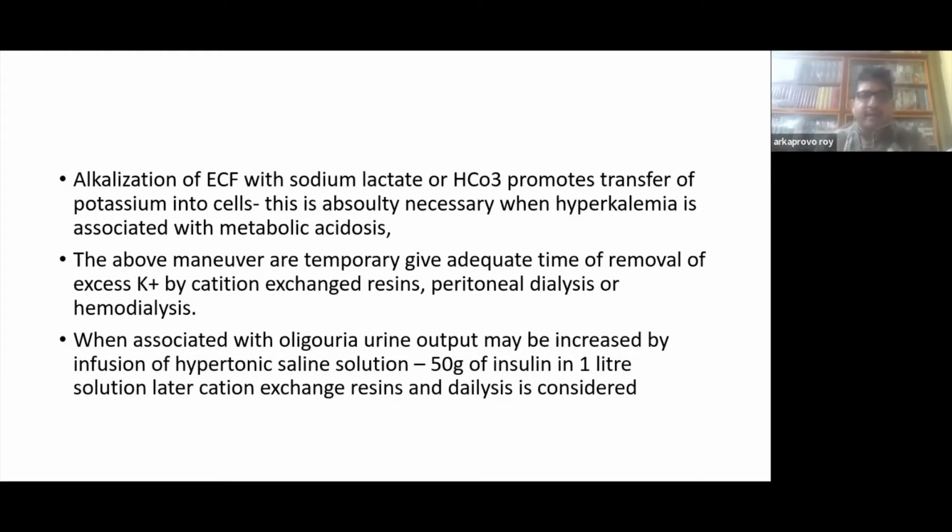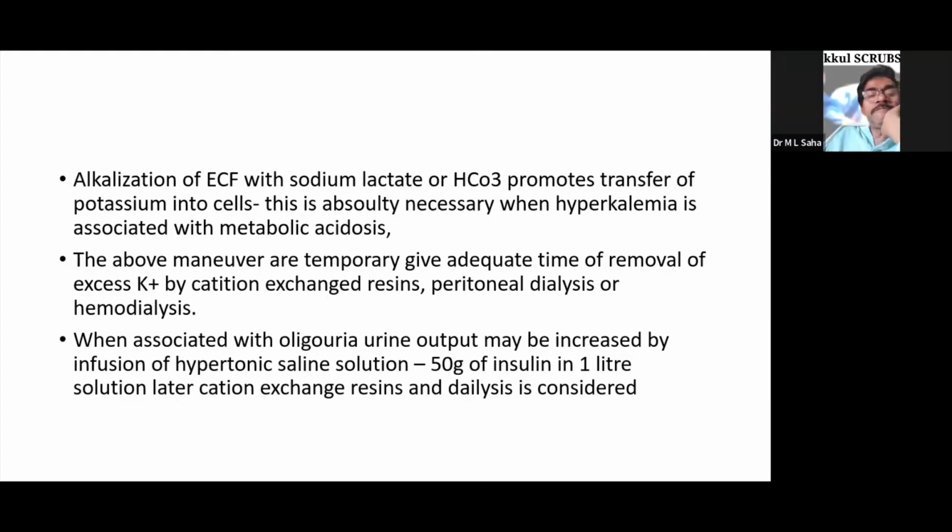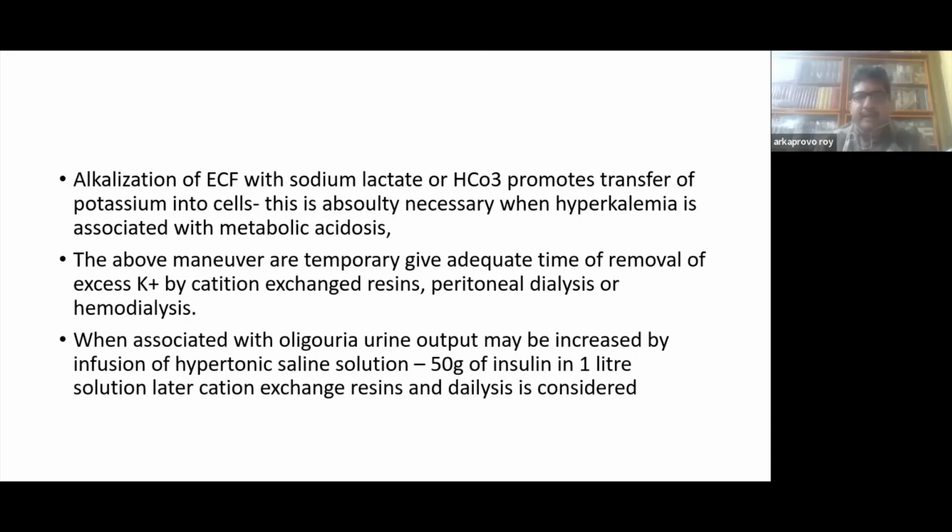Alkalization of extracellular fluid with sodium lactate or bicarbonate promotes transfer of potassium into cells. This is absolutely necessary when hyperkalemia is associated with metabolic acidosis. The above maneuvers are temporary, giving adequate time for removal of excess potassium by cation exchange resins and peritoneal dialysis or hemodialysis. When associated with oliguria, urine output may be increased by infusion of hypertonic saline solution, 50 gram of insulin, 1 liter solution, later cation exchange resins, and dialysis is considered.